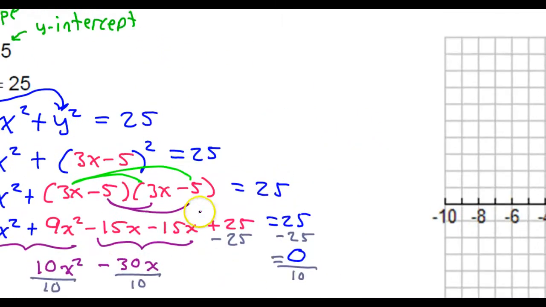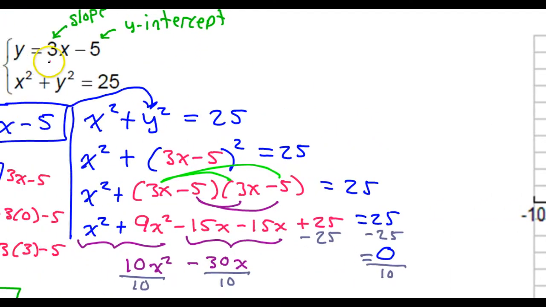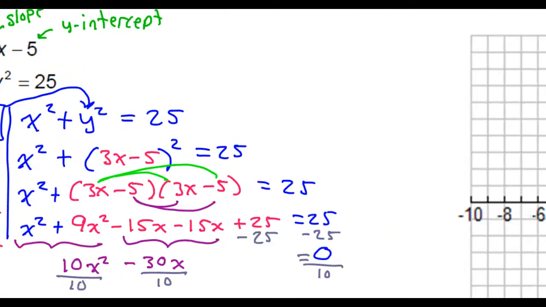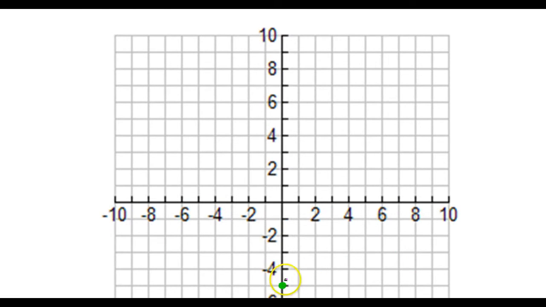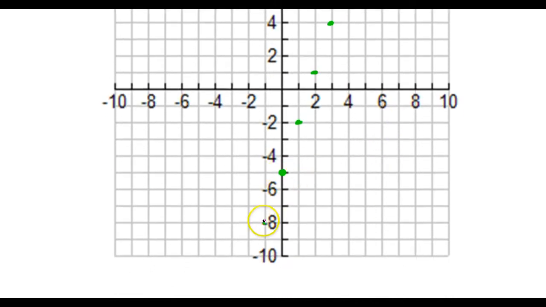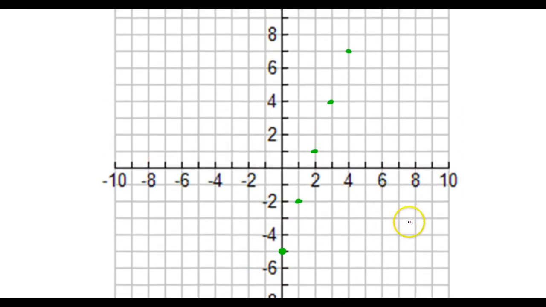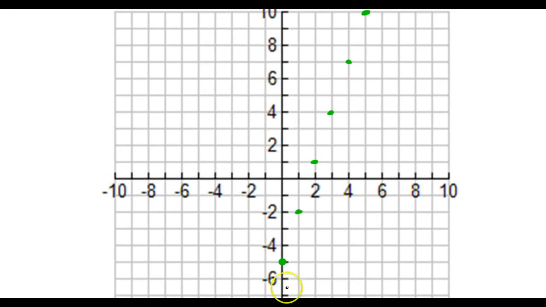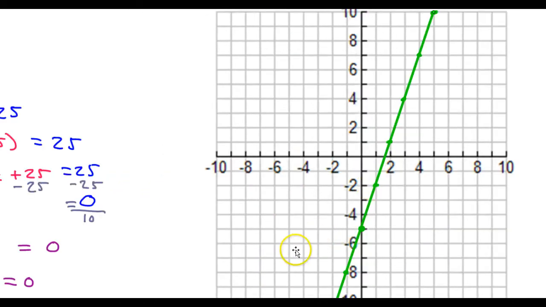Then the slope of 3. This is like 3 over 1. So we can use that slope, rise over run, to get more points. So 3 over 1, that means like up 3 over 1, up 3 over 1. Rise over run, up 3 over 1. We'll just keep going until we run out of graph paper. And we can continue the pattern to the left. Okay, so these dots show us where the line is. So that's what our line looks like.